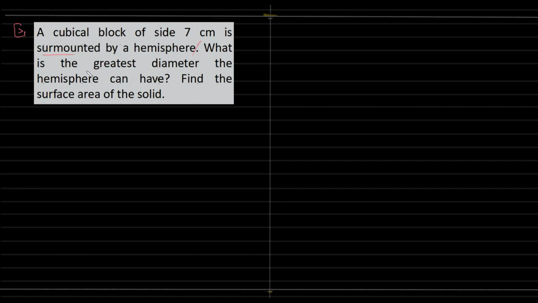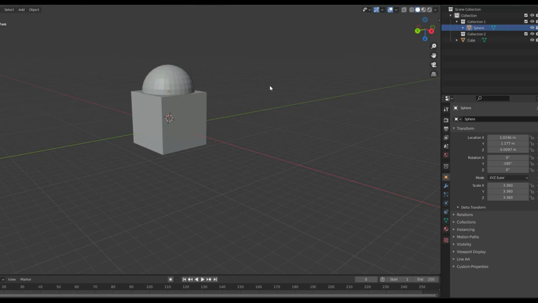What is the greatest diameter the hemisphere can have? Find the surface area of the solid. So there are two questions in this. They're asking what is the greatest possible diameter. So what does it mean?